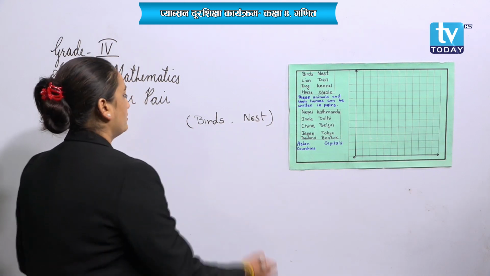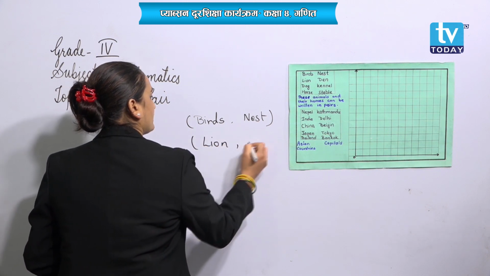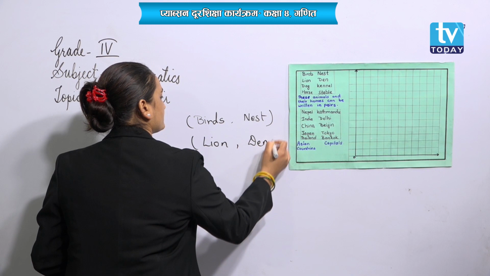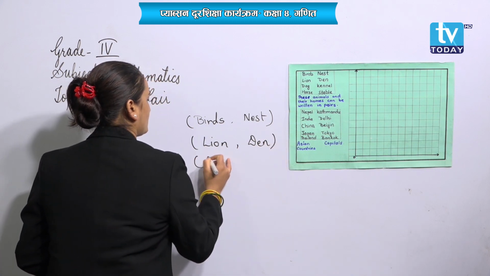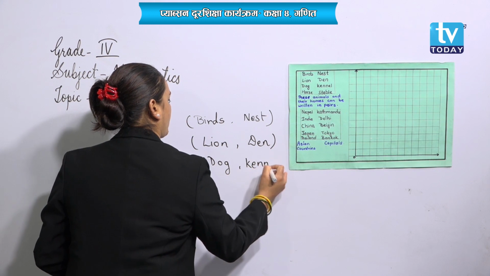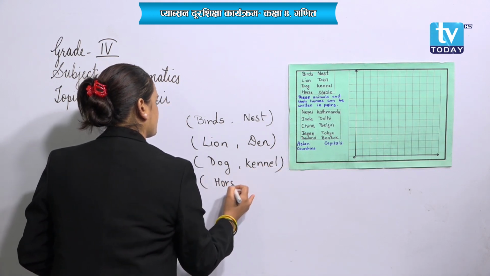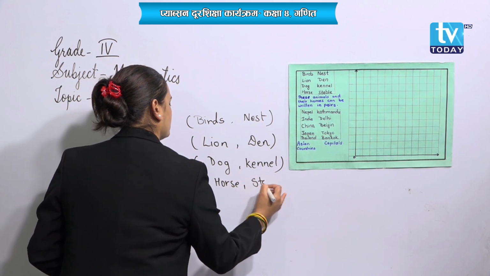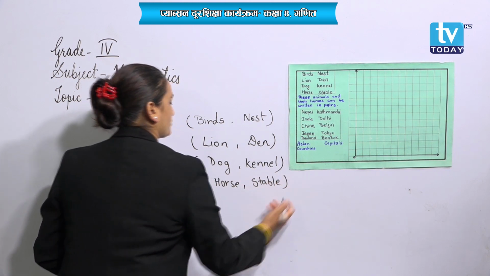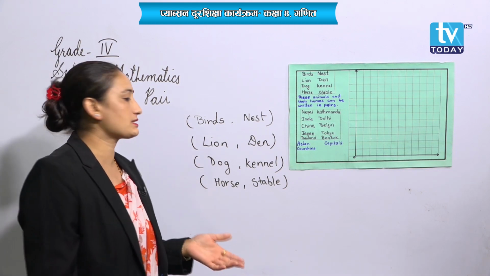Then after, lion, then dog, kennel, horse, stable. So students, this is what you used to practice in previous classes, right?